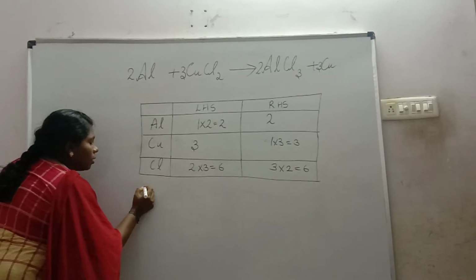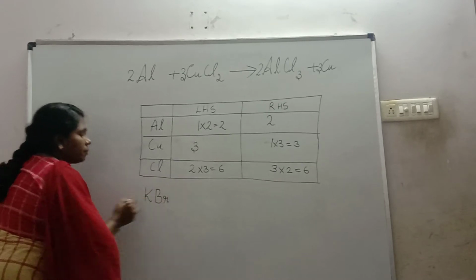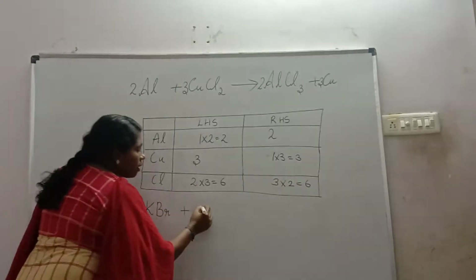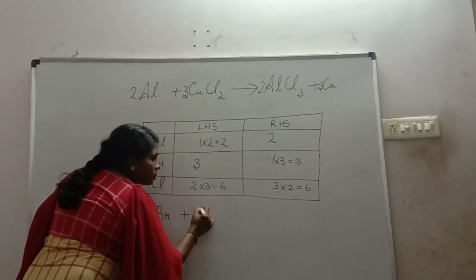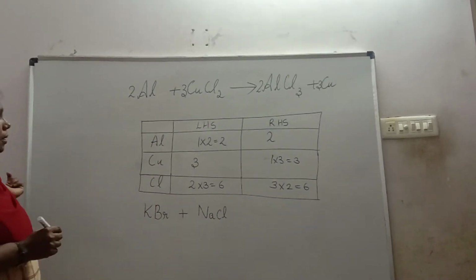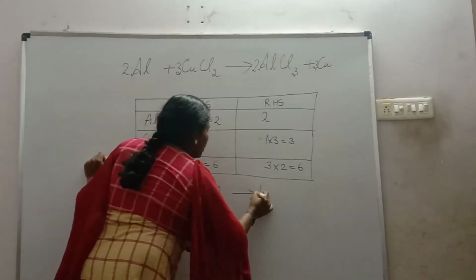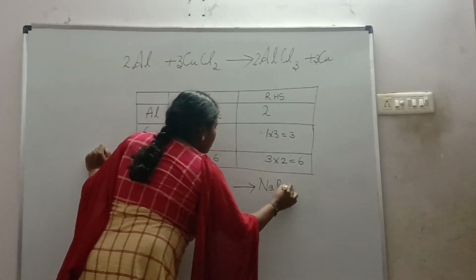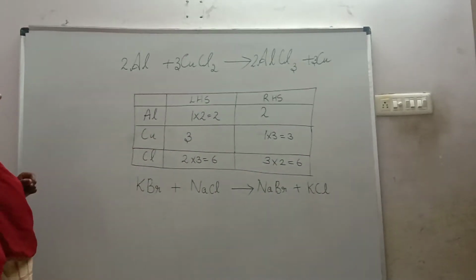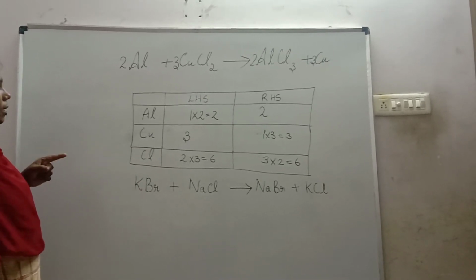One more example. Potassium bromide plus sodium chloride gives sodium bromide plus potassium chloride.